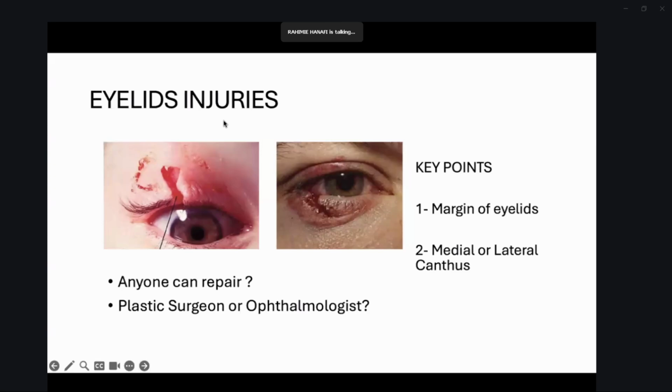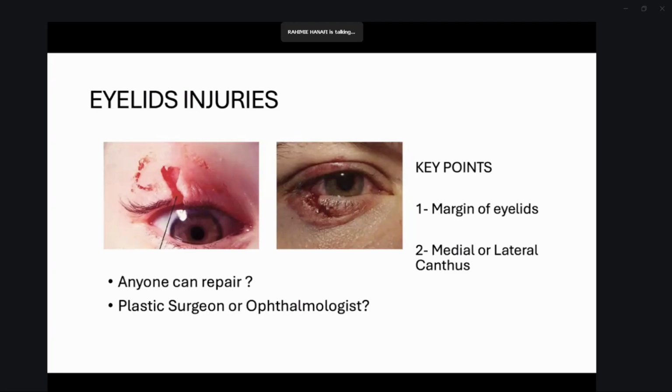The next one is eyelid injury. I put it under penetrating injury because it's quite easy, right? When you see an eyelid injury, can anyone repair it? Because it looks very small, right? Eyelid injury sometimes looks very small. So can anyone repair it?